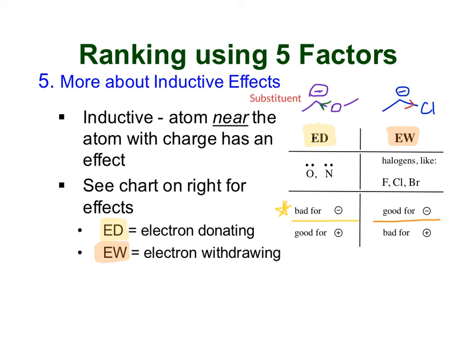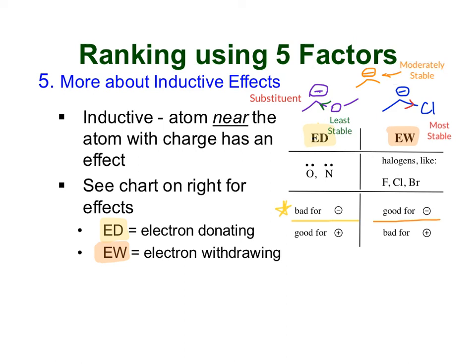So let's say you have two molecules and they have different inductive effects. So one's electron donating, one's electron withdrawing. Then all you do is just say, obviously, one's good, one's bad. Or if you have one that doesn't have an effect, then it would be right in the middle, right? So no effect would be in the middle. So that's one easy way to rank them.